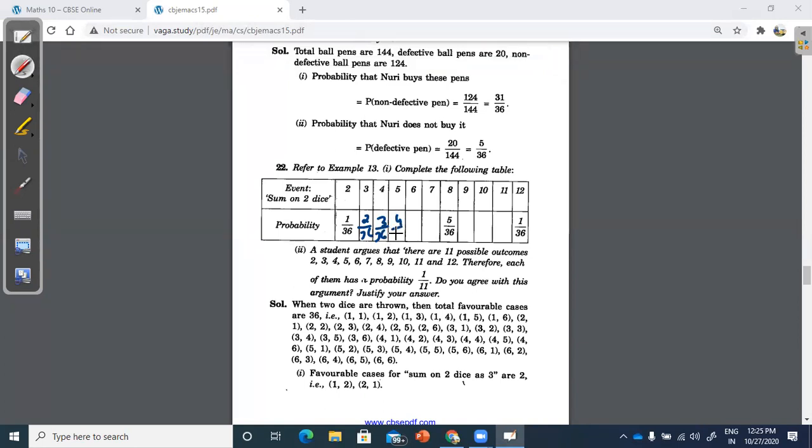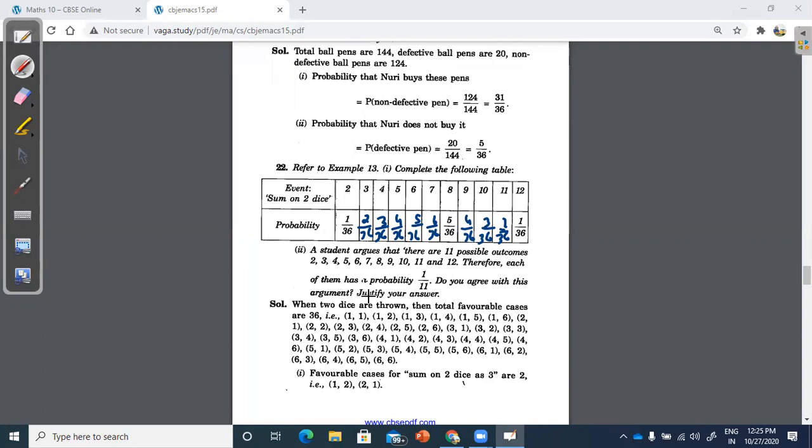Similarly, you can do all this. This will come 4 by 36. This will come 5 by 36. This will come 6 by 36. Okay, you need to cancel all this. Then this is already given 5 by 36. Then this will come 4 by 36, 3 by 36, 2 by 36. And this is already given 1 by 36. So you can refer to the table and easily calculate this.